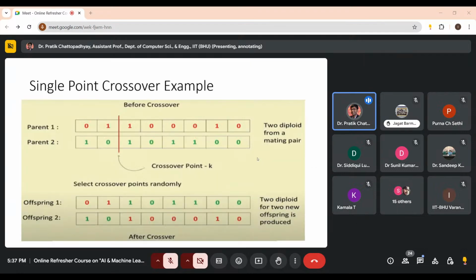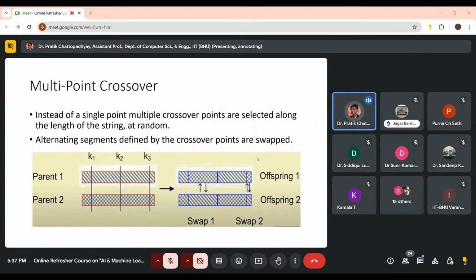But to come across those limitations, some extended versions of single point crossover have also been developed. One of them is called multi-point crossover. So instead of exchanging genetic content about one point, we consider multiple points. For example, in this particular case, we have 3 points, K1, K2, K3. The offsprings will be exchanged about these points.